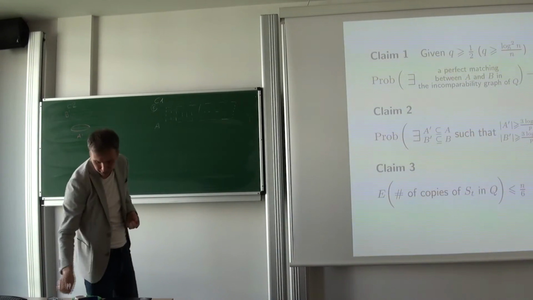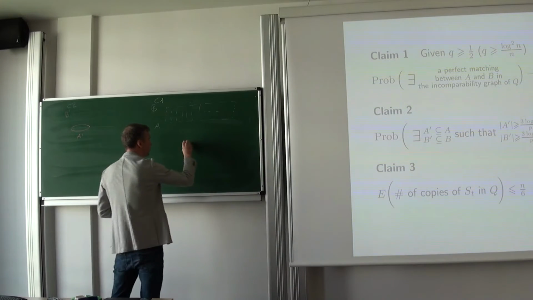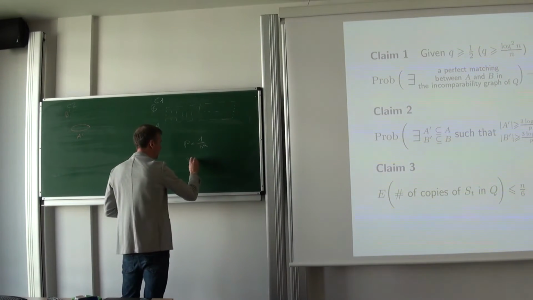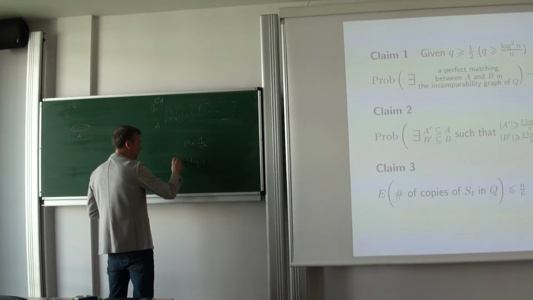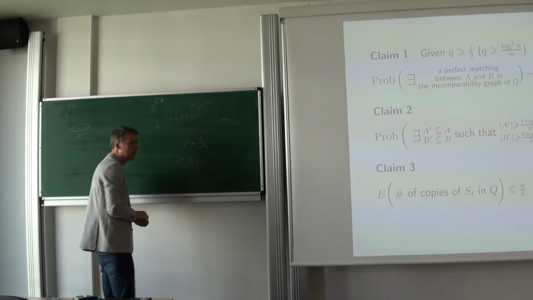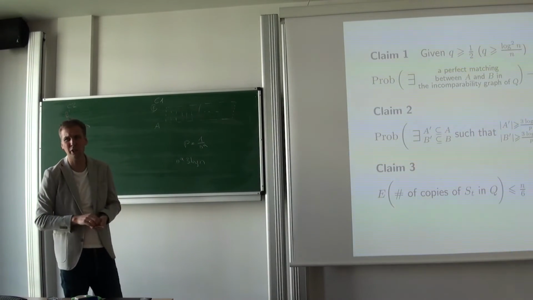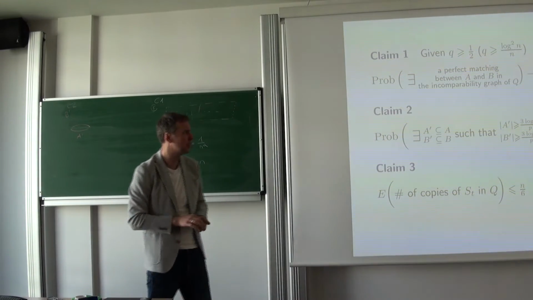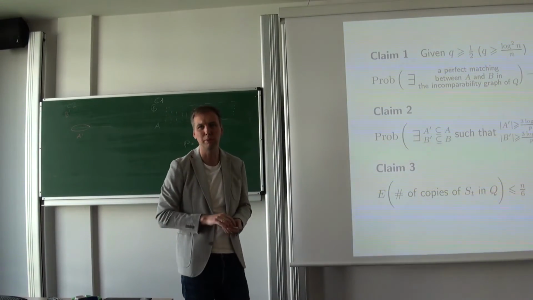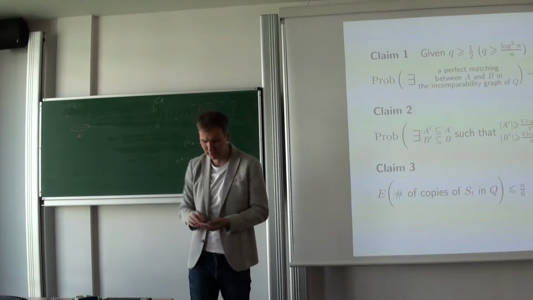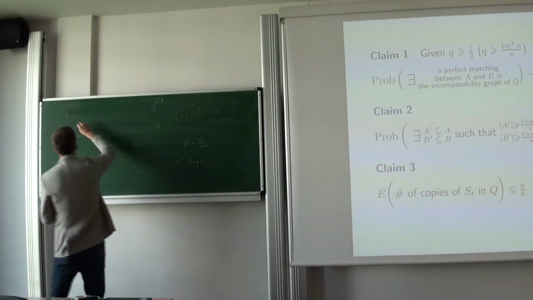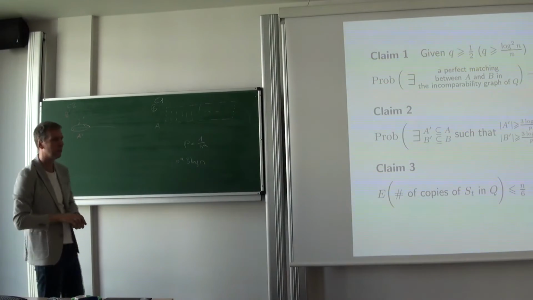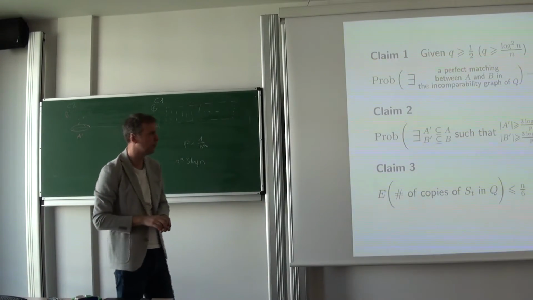Please recall that p is something of the kind 1 over n to the alpha. So 3 log n over p means n to the alpha times 3 log n. So you're not going to find one subset of A of this size, one subset of B of this size, such that there is no comparability between them. Such that this is completely independent. No comparability set here. You're not going to find it.